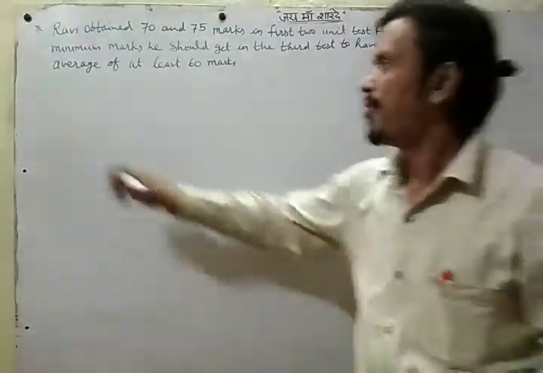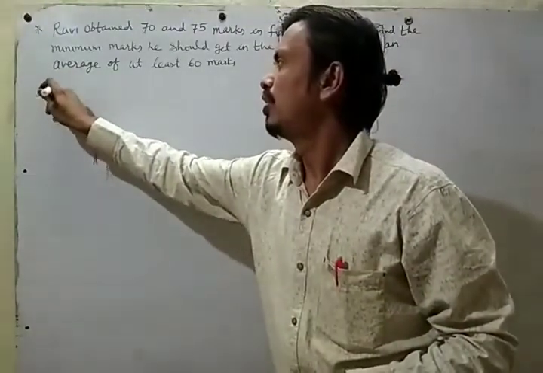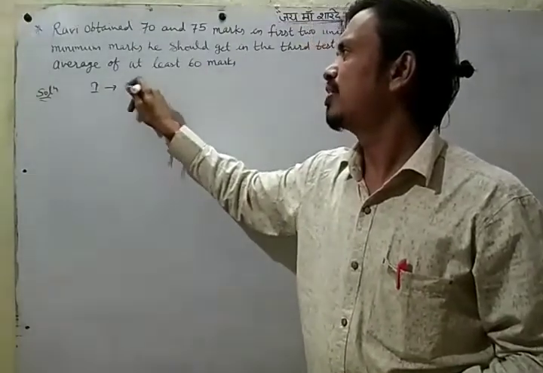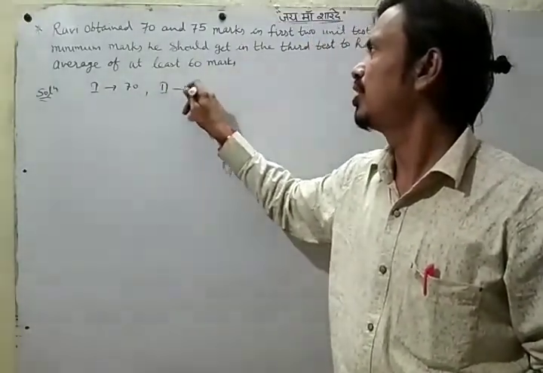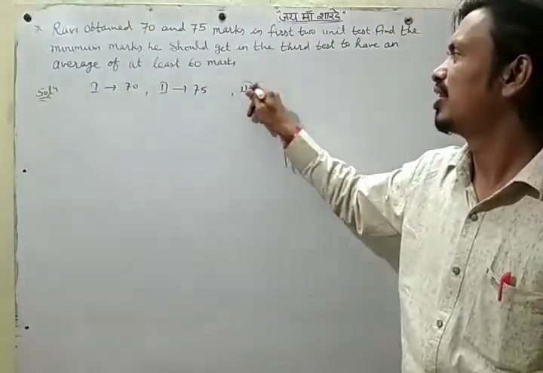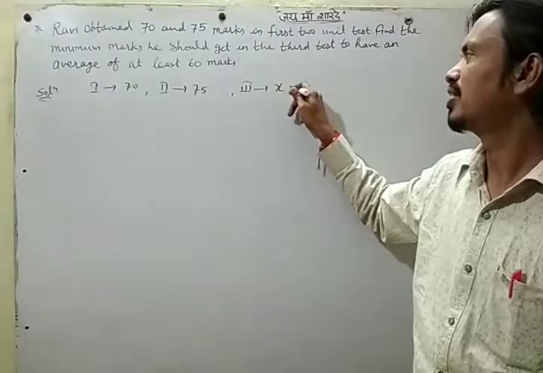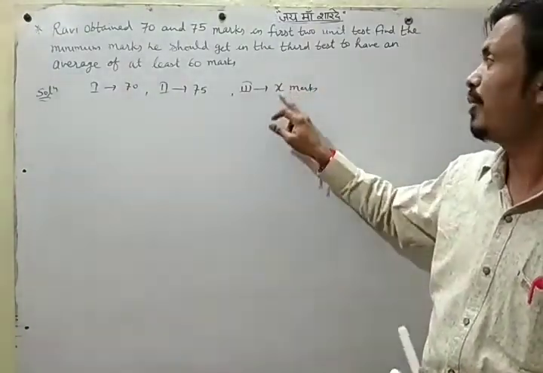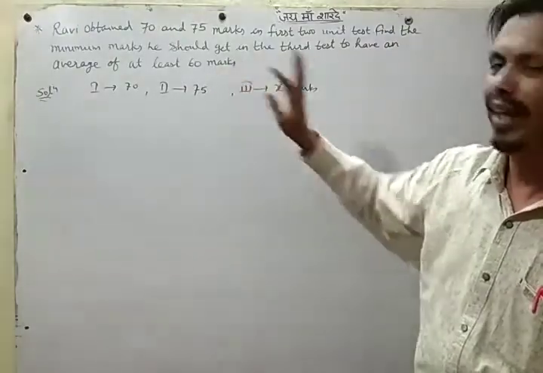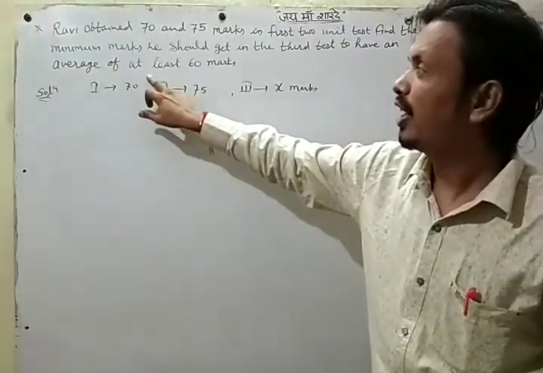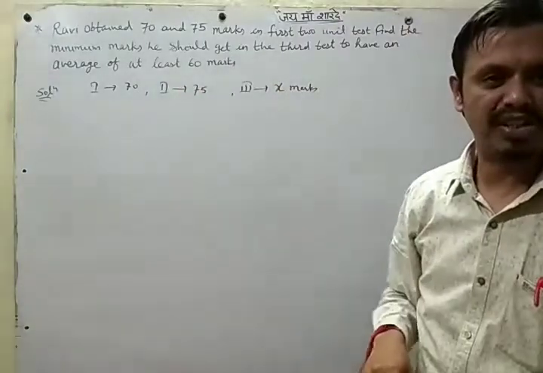Okay? So its solution. In the first test he got 70 marks. In the second test he got 75 marks. Now let in the third test he got X marks. If he gets X marks in the third test, minimum X marks, at least X marks, then he will get at least 60 marks average.